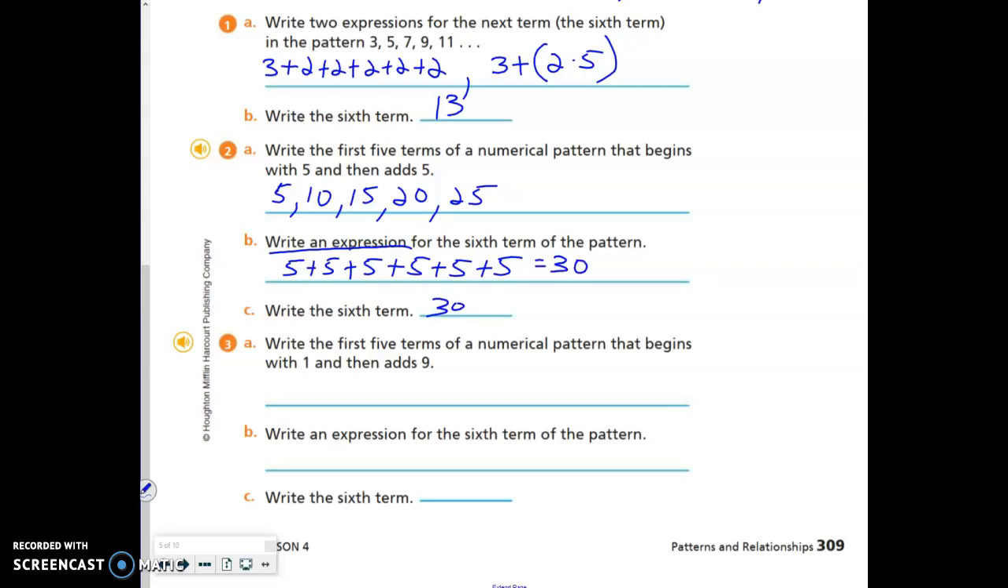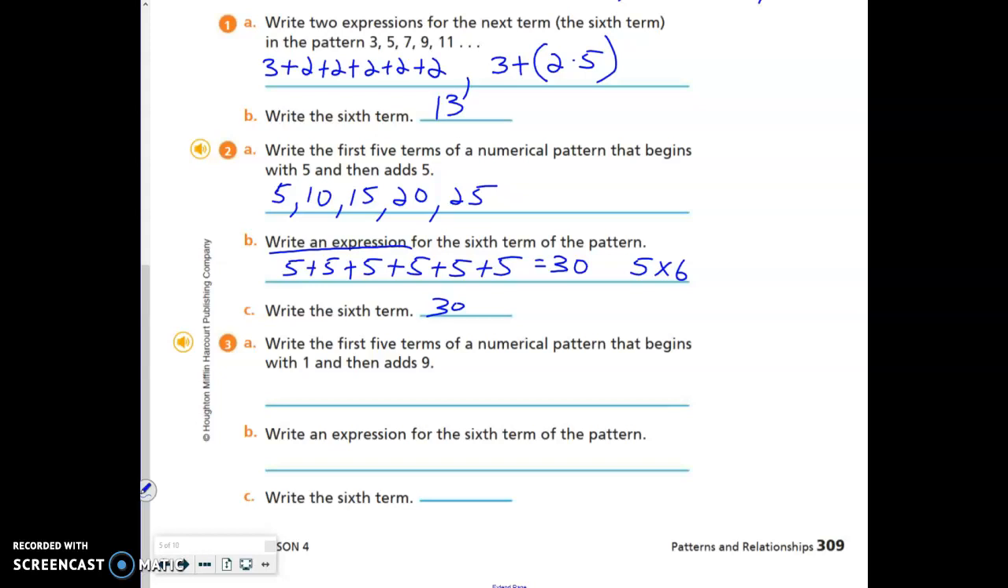Another way to write this would be I'm going to add 5 six times. There doesn't need to be a parentheses in this one because our starting number and our pattern, our repeated addition of 5, is the same number. If we started with 4 and then added 5, it would be 4 plus 5 times 5. So you're going to add those things all together.